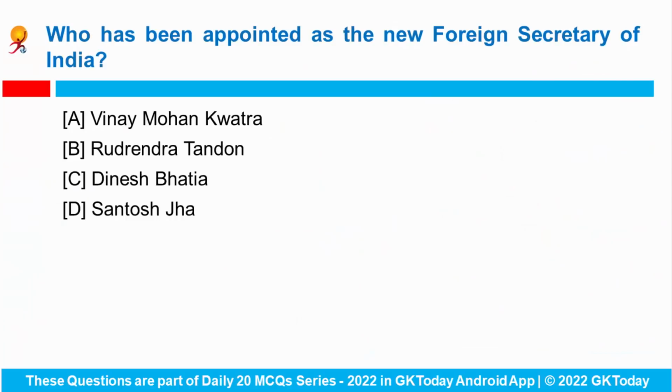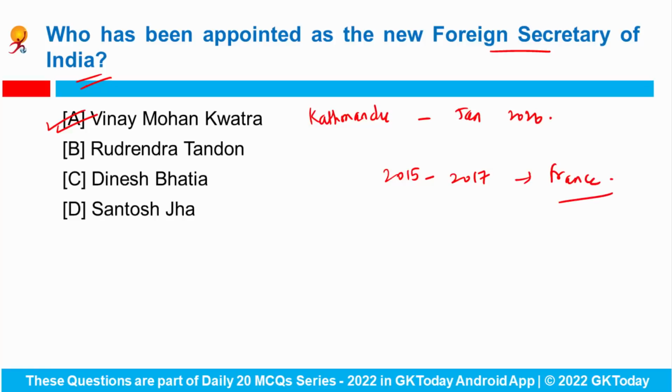Next question. Who has been appointed as the new Foreign Secretary of India? The Indian government has appointed Senior Indian Foreign Service Officer Vinay Mohan Kwatra as the new Foreign Secretary. Currently he is serving as Ambassador in Kathmandu since January 2020. He worked in the Prime Minister's office from 2015 to 2017 and had earlier served as India's ambassador to France. Now Vinay Kwatra will replace the incumbent Foreign Secretary Harshvardhan Shringla.